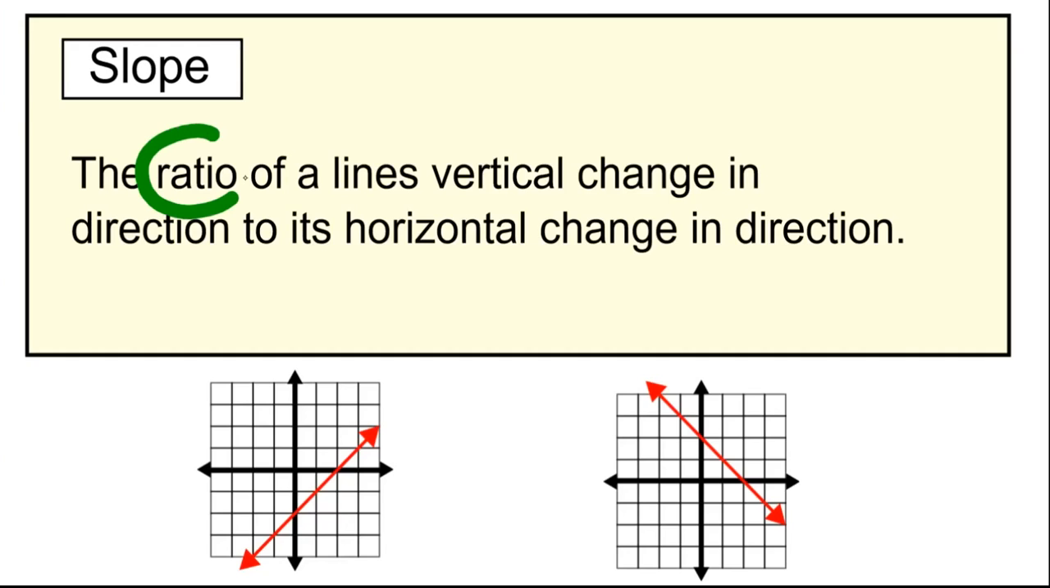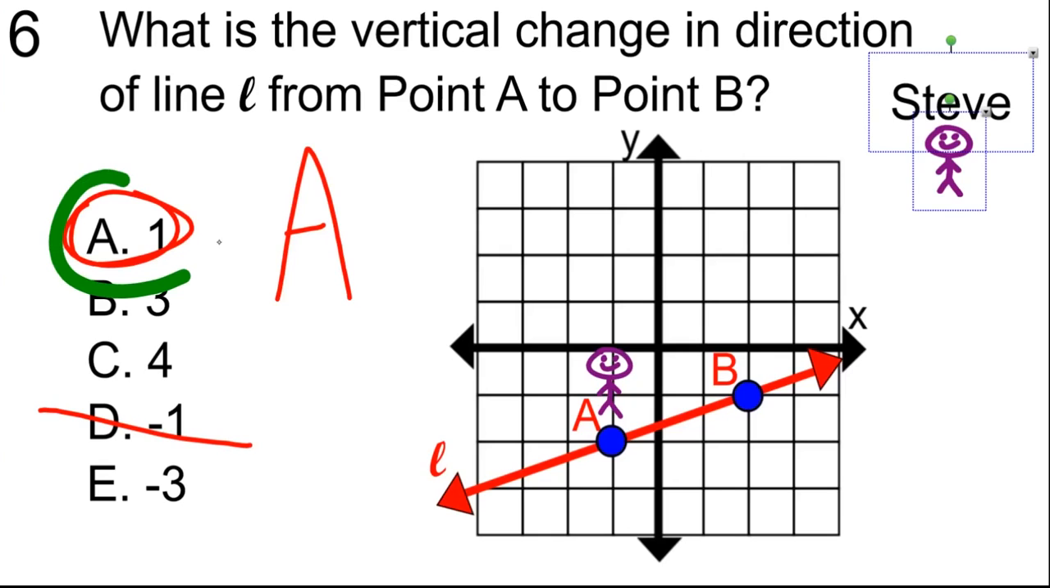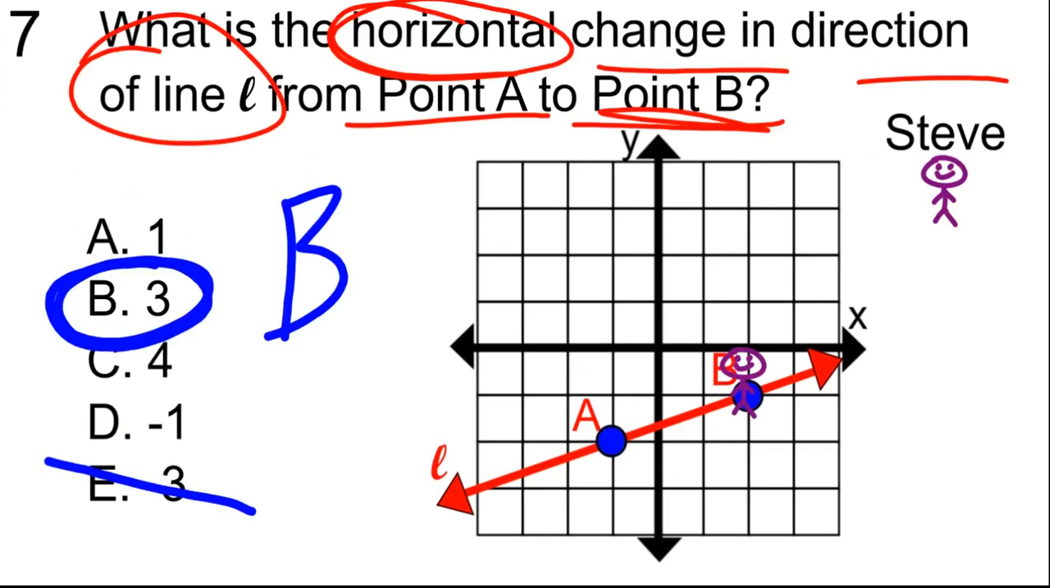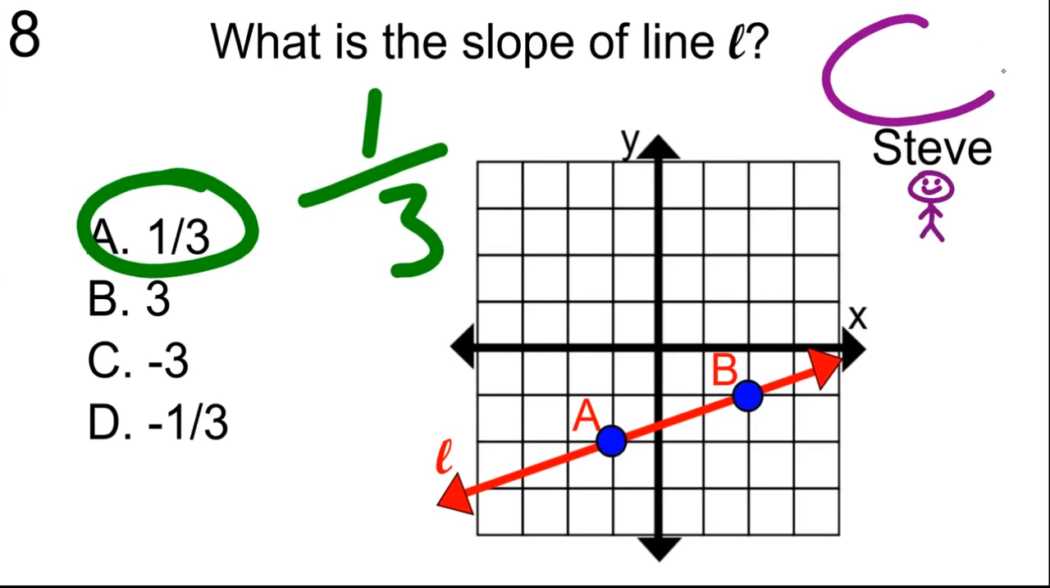Number 8 says, what is the slope of line L? Remember, the slope is a ratio of a line's vertical change in direction to its horizontal change in direction. We found the horizontal change in direction was 3, the vertical change in direction was 1, and the ratio of vertical to horizontal is 1 to 3 or 1/3. That makes Steve and myself very happy.